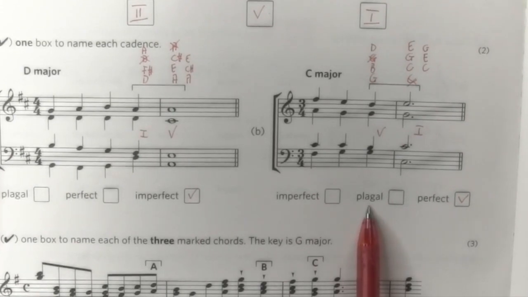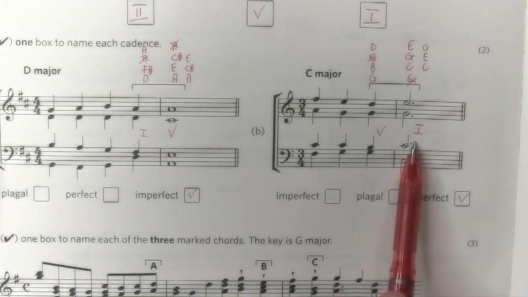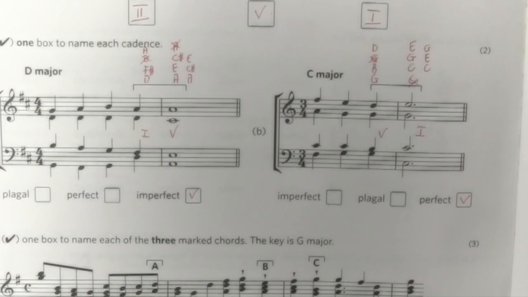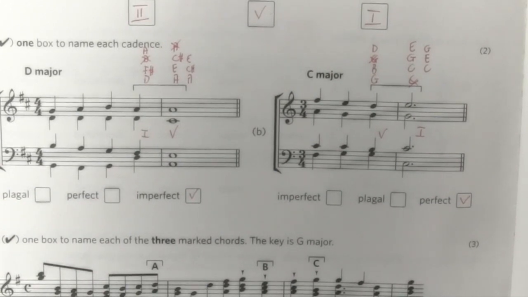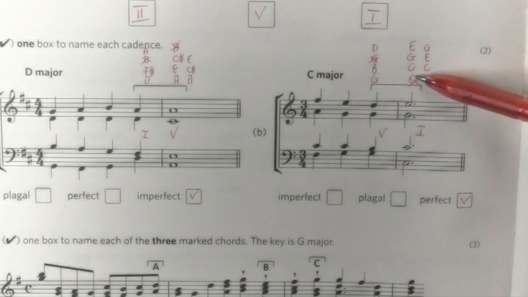Plagal is 4-1, and we don't have it here. And it is all done. I hope this system makes it easy for you.